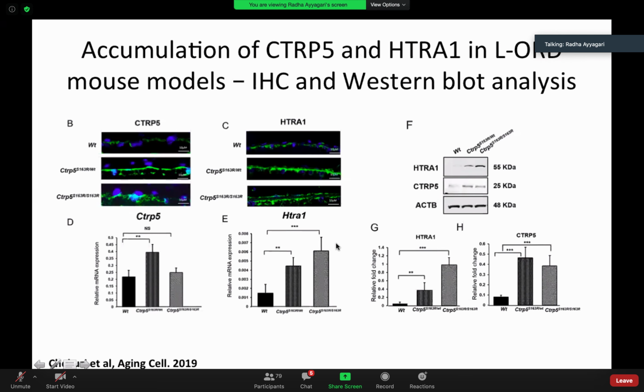So we validated this. We further carried out immunohistochemistry. We tested for the presence of CTRP5 and HTRA1 in the sub-RPE region of heterozygous mutant mice and homozygous mutant mice and compared to the wild-type mice. So in both cases, we see significant accumulation of CTRP5 and HTRA1 signal by immunohistochemistry.